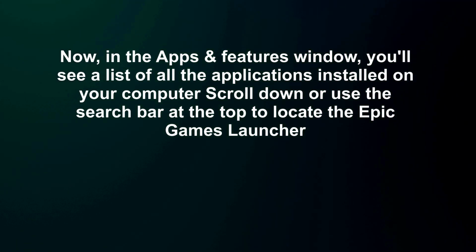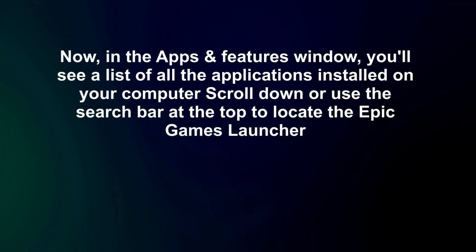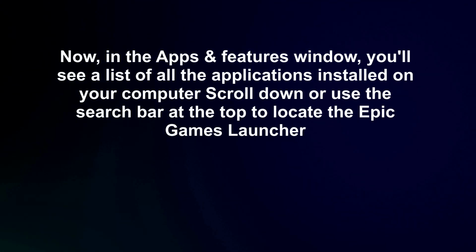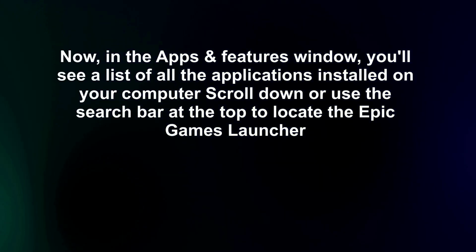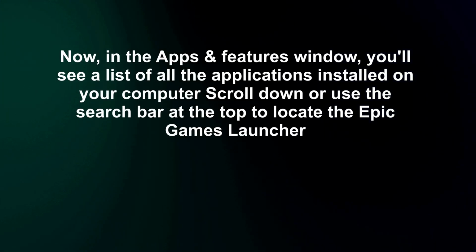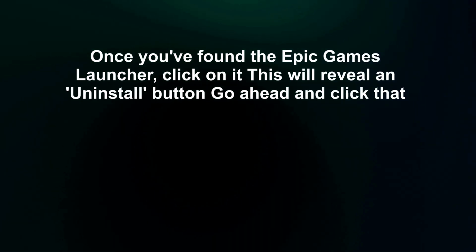Now, in the Apps and Features window, you'll see a list of all the applications installed on your computer. Scroll down or use the search bar at the top to locate the Epic Games Launcher. Once you've found the Epic Games Launcher, click on it. This will reveal an uninstall button. Go ahead and click that.